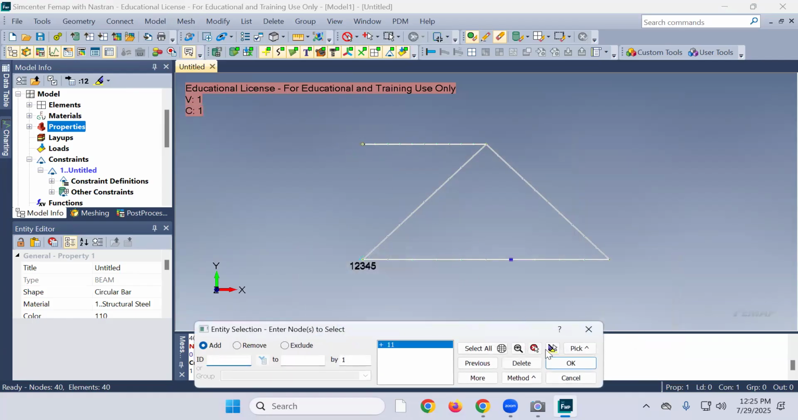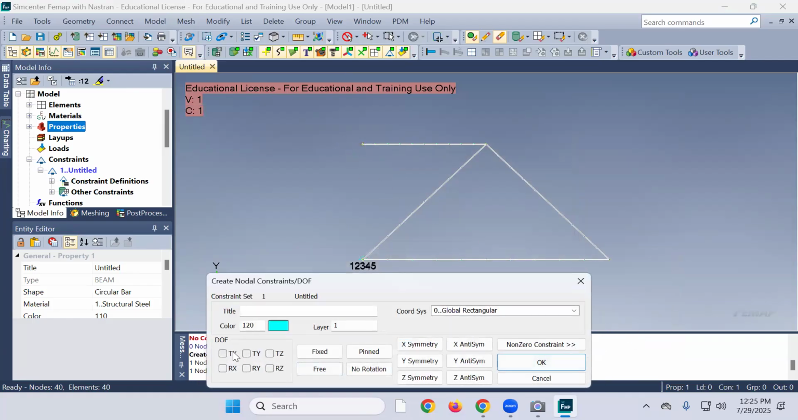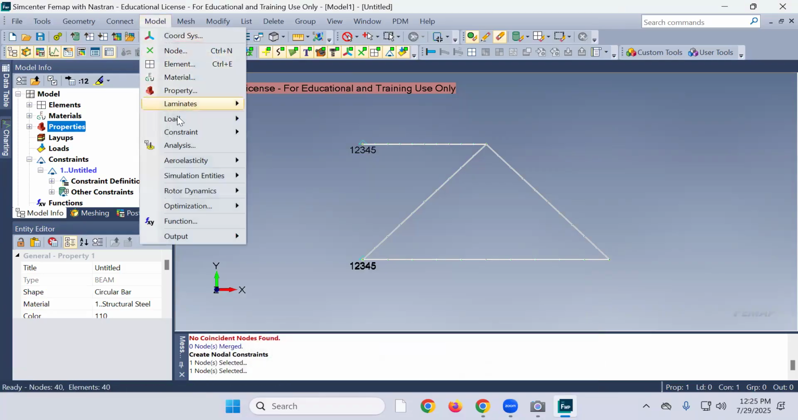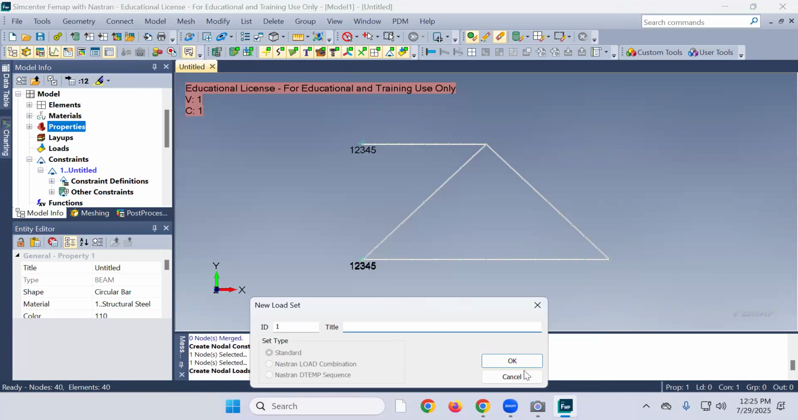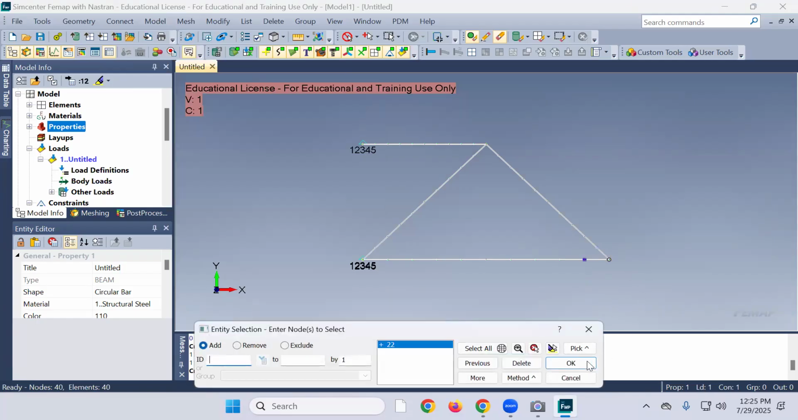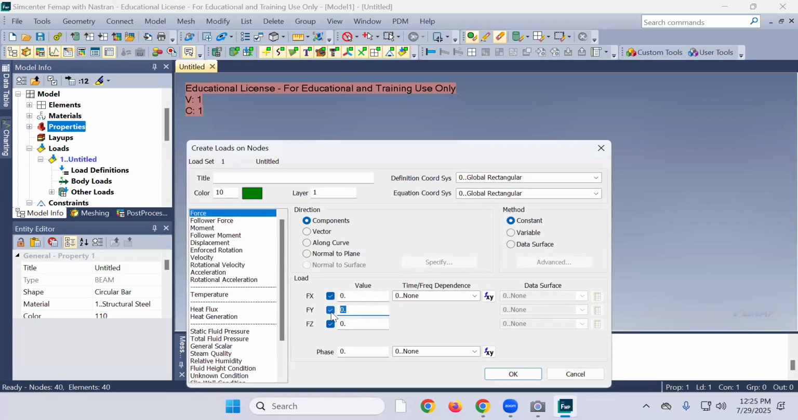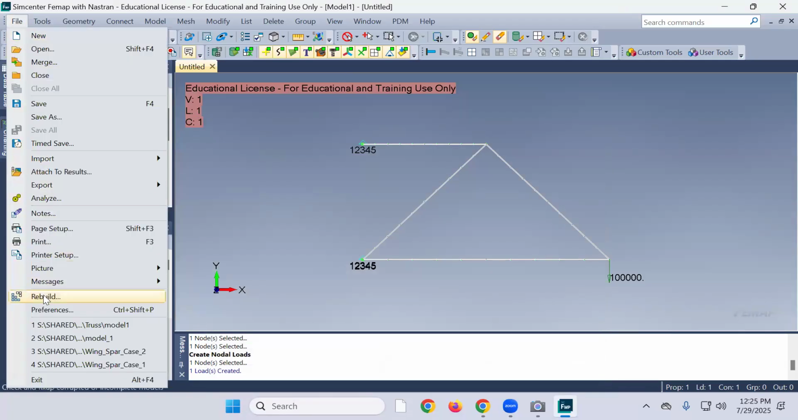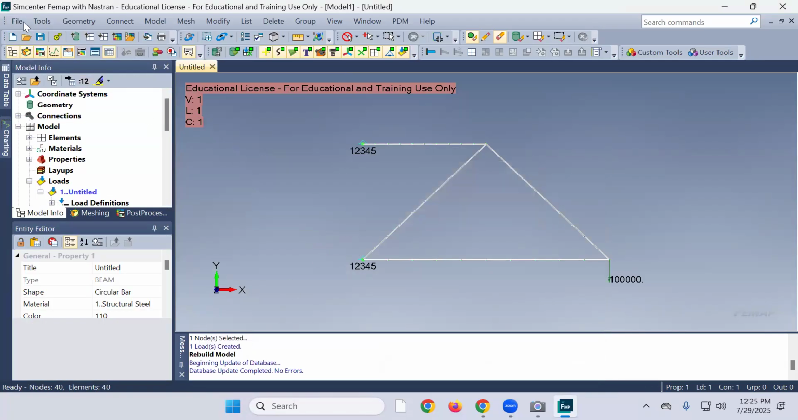Let me do the same thing for this one. All right, model, load, nodal. I don't put titles again. This will be -100 to the 3. Cancel, so file, rebuild, yes.